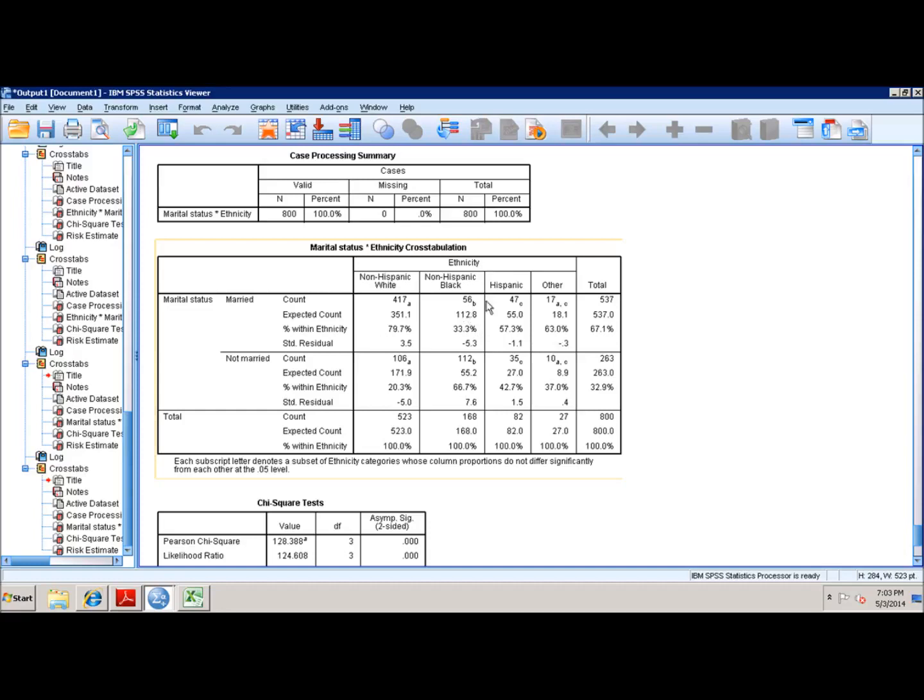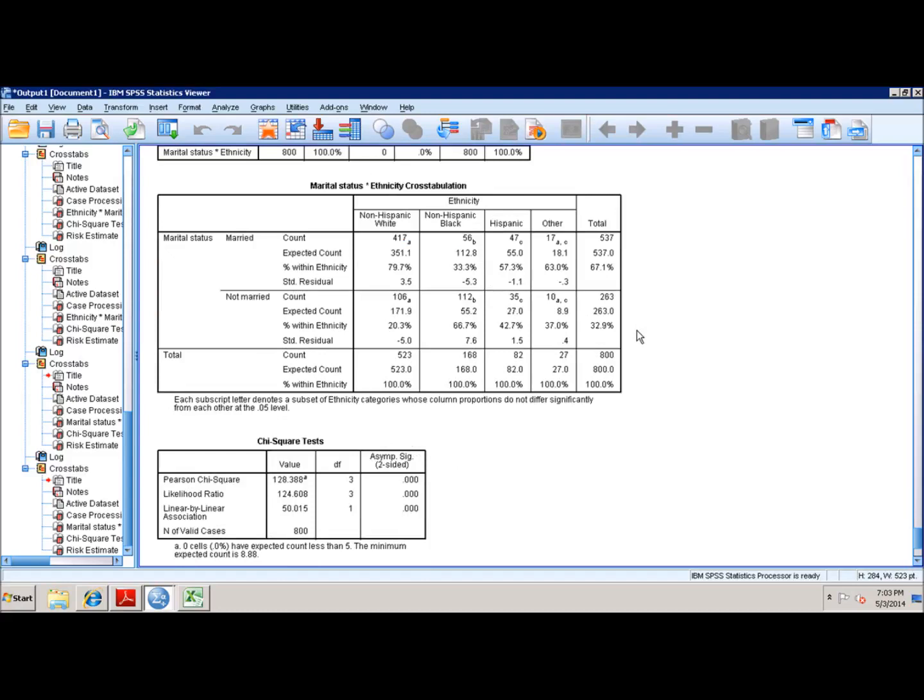Now let's move on to Hispanic. We would do the same comparisons again, and when we go to other, we would do the same comparisons for each other group, looking for matching subscripts, and that will tell us whether we're able to reject or fail to reject.